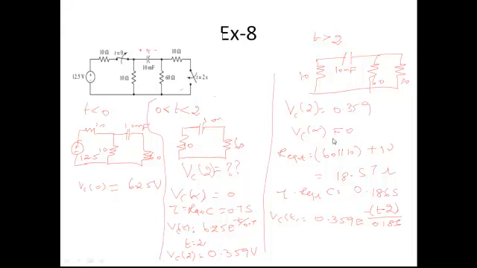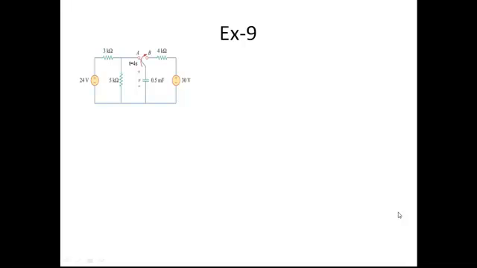So, Vc of 2 is 0.359. Vc of infinity is 0 because all the energy will get dissipated. You find R equivalent and tau as usual and substitute in the equation. Here t0 is equal to 2 seconds. It is no more 0, it is 2 seconds. So you get the answer e power minus (t minus 2) divided by 0.186. Now let us see the final example of this video lecture.